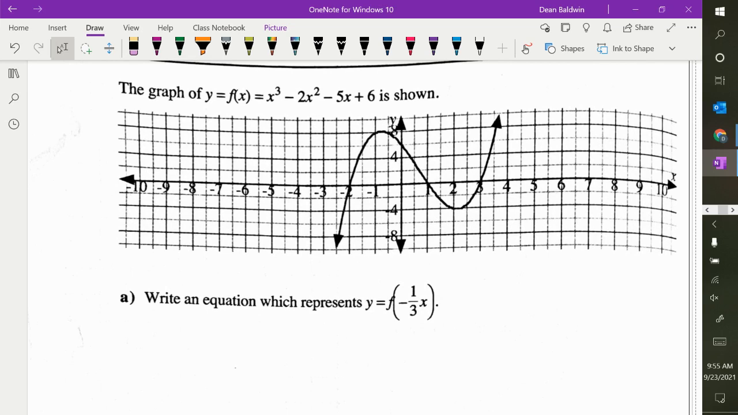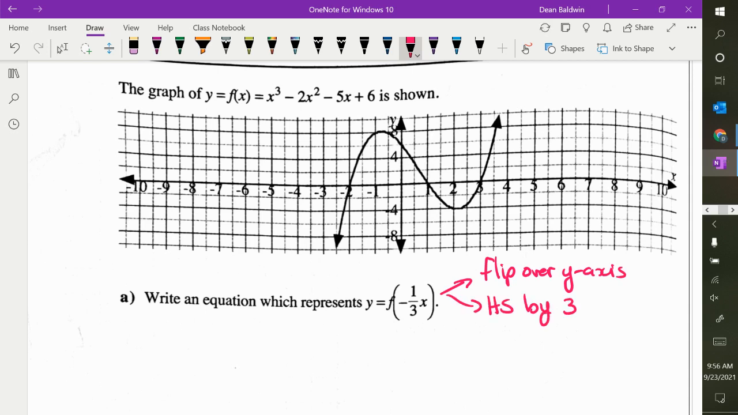We'll just write where this -1/3 goes. So first of all, what do you think the 1/3 is going to do? Multiply it all by -3. You're going to multiply all the x values by -3. So that's going to do a horizontal stretch, okay? And we're going to flip it over the y-axis, right? So two things are going to happen. We're going to get a flip over the y-axis and a horizontal stretch by 3.